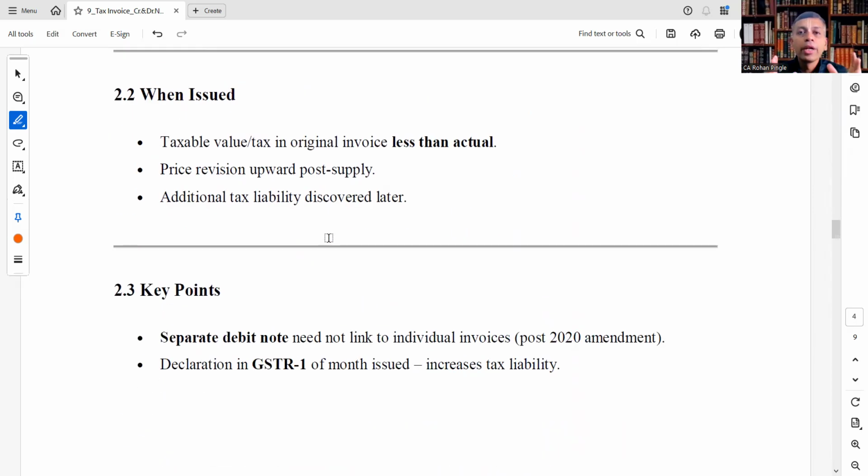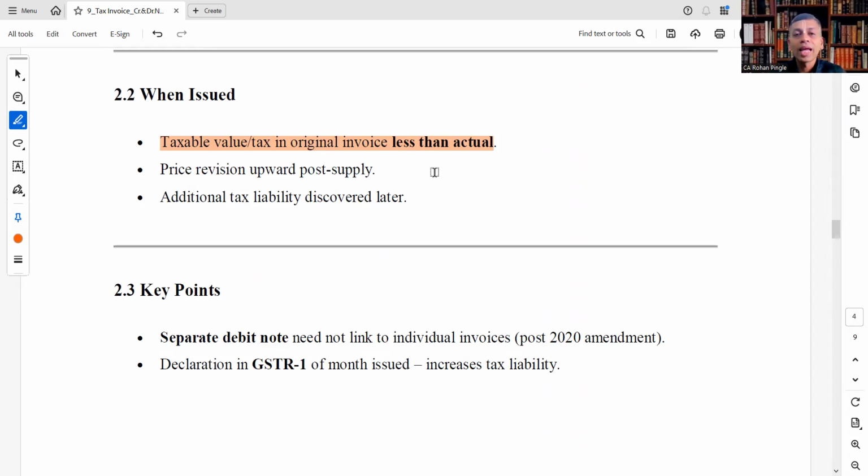When is a debit note required to be issued? When the taxable value or tax in the original invoice is less than actual. In many cases, due to a clerical mistake or in a hurry or some other reason, the tax invoice may go wrong and the original invoice amount is less than the actual. For example, we need to raise an invoice of 150 but we raised 120. At that time we need to raise a debit note.